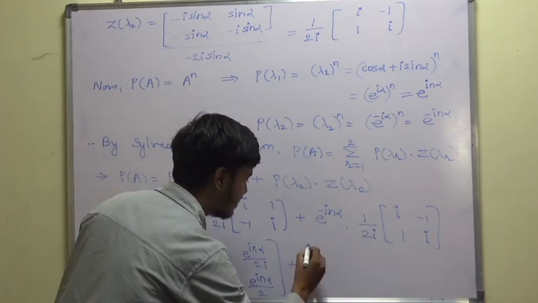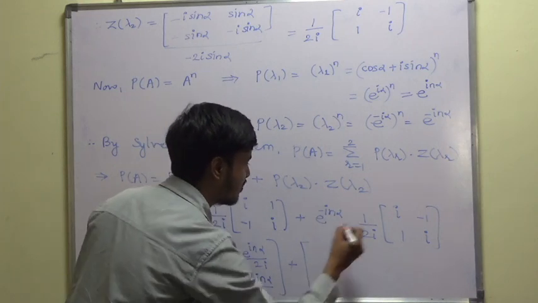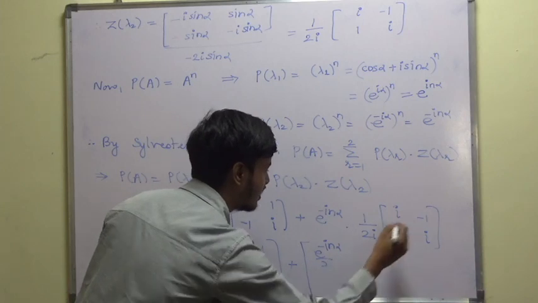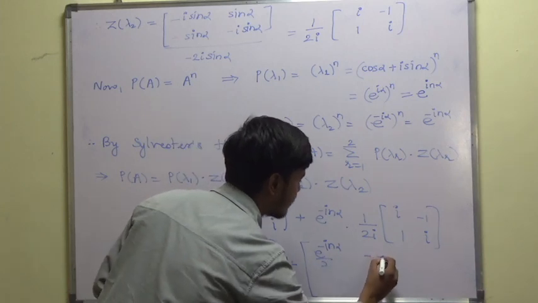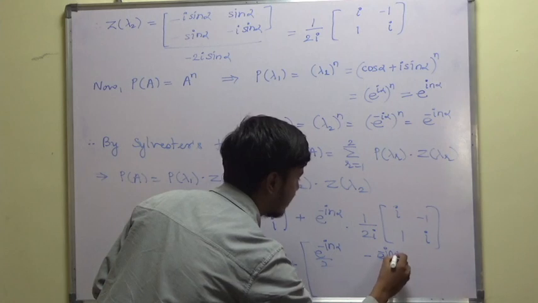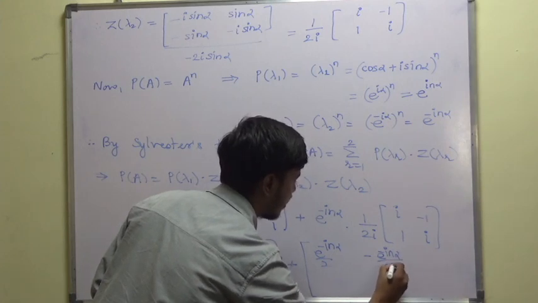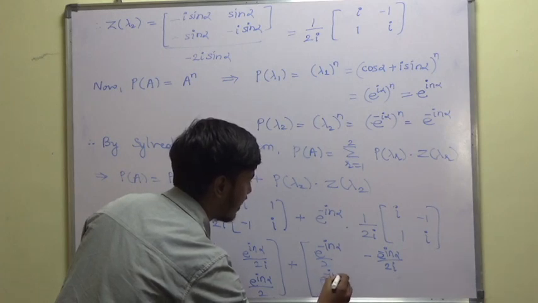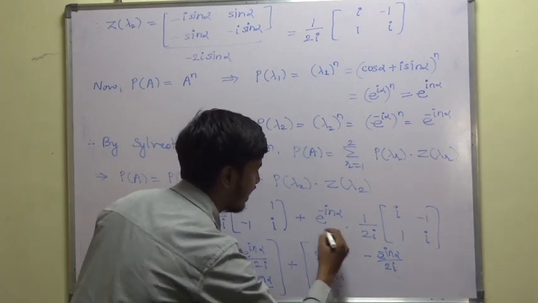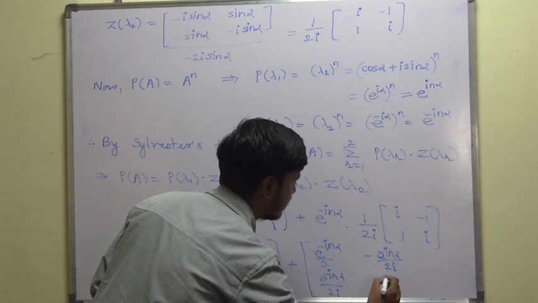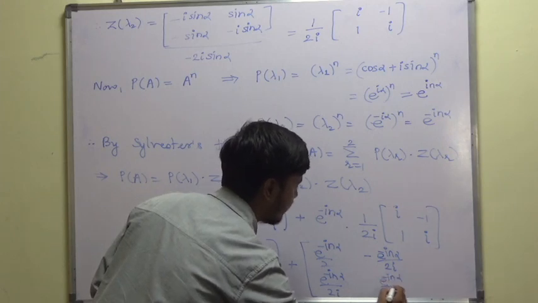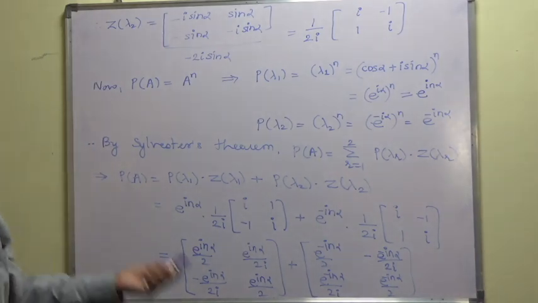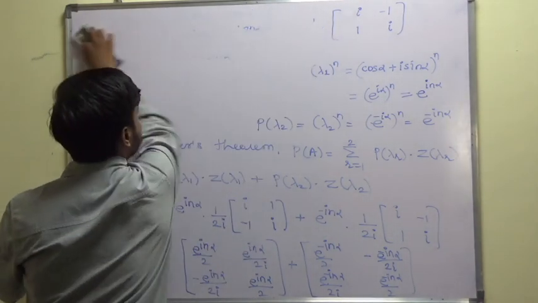Now solve this. So when you solve this matrix, you will be getting the i gets cancelled, e to the power minus i n alpha by 2. This is minus e to the power minus i n alpha by 2i, and here it is e to the power minus i n alpha by 2i, and here it is e to the power minus i n alpha by 2. Now just do the addition to get the result.